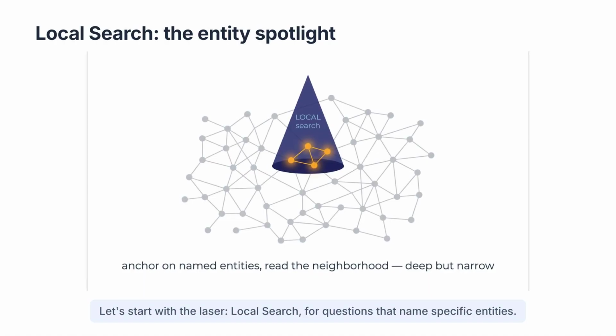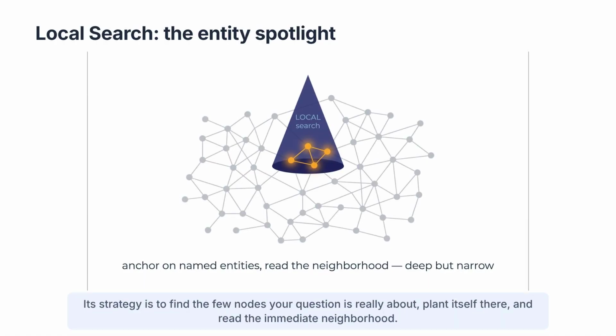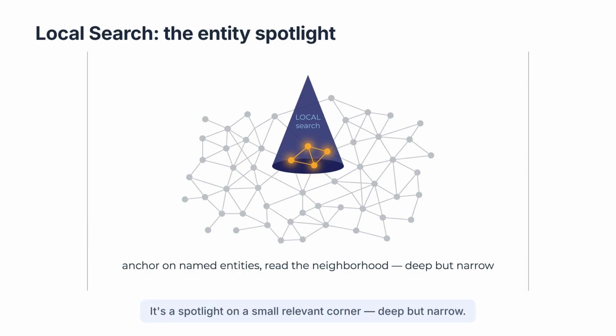Let's start with the laser: local search, for questions that name specific entities. Its strategy is to find the few nodes your question is really about, plant itself there, and read the immediate neighborhood. It's a spotlight on a small relevant corner, deep but narrow. Name a person, drug, or company, and this is usually the right mode.